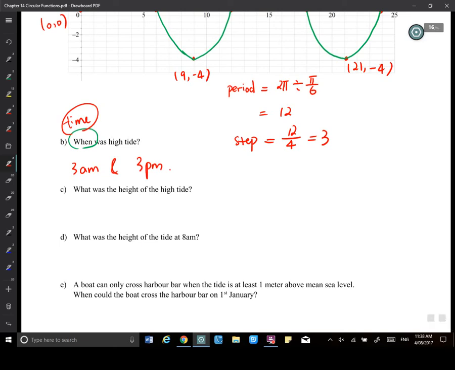If I ask you, when will you go somewhere? You will say, at what time? You won't say, after 3 hours. So "when" is actually asking you to give the time. And what was the height of the high tide? It is just 4 meters, because the maximum value is just 4.